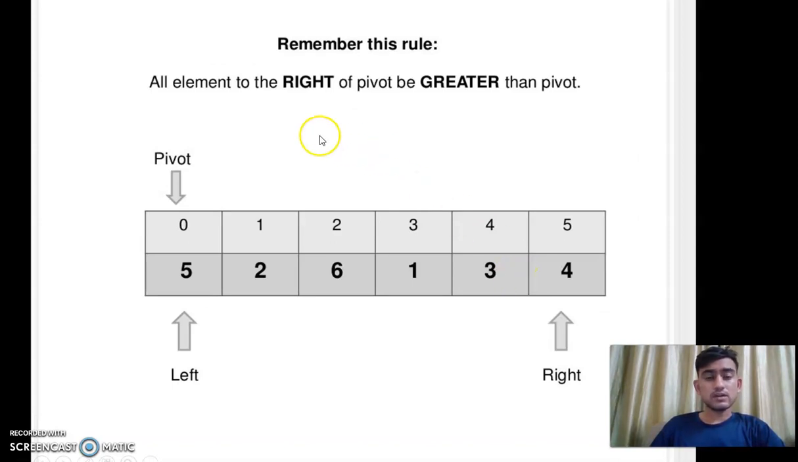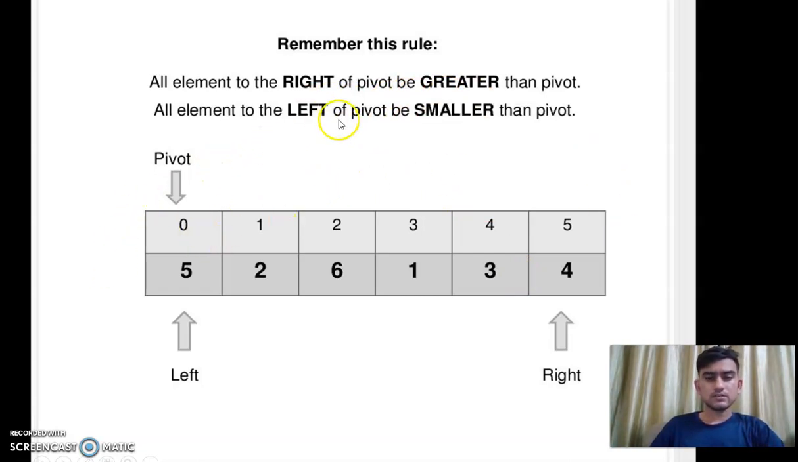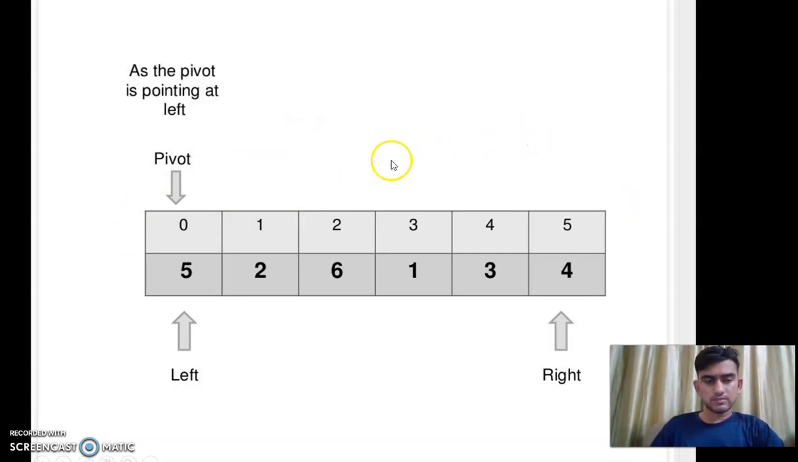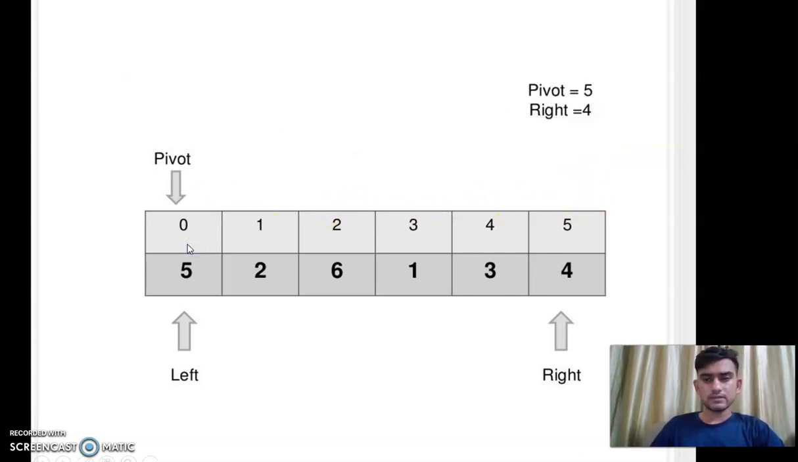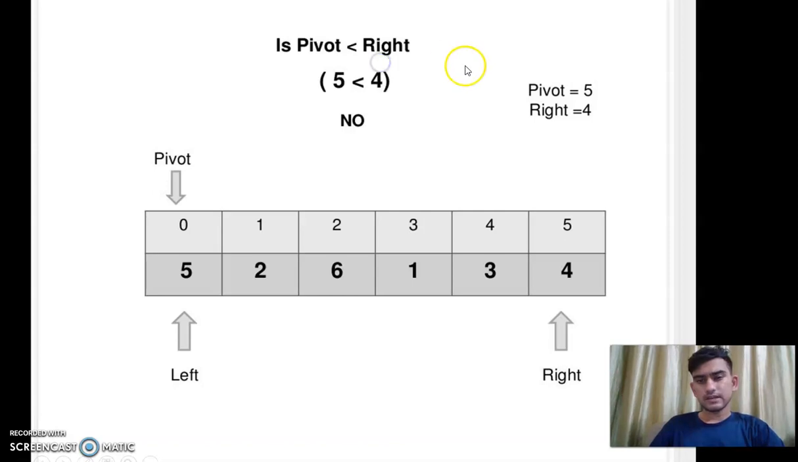Remember this rule first: all elements to the right of the pivot must be greater than the pivot, and all elements on the left of the pivot must be smaller than the pivot. As the pivot is pointing at left, we will start from the right side and move towards the left side. Now we will compare pivot with right. Our condition was that pivot should be less than right, so this is false. Now we will swap.